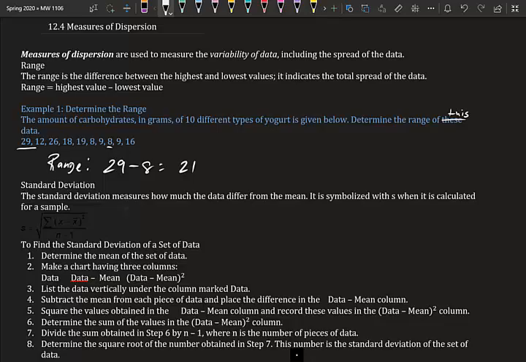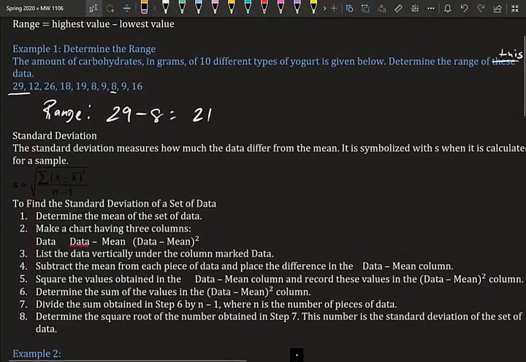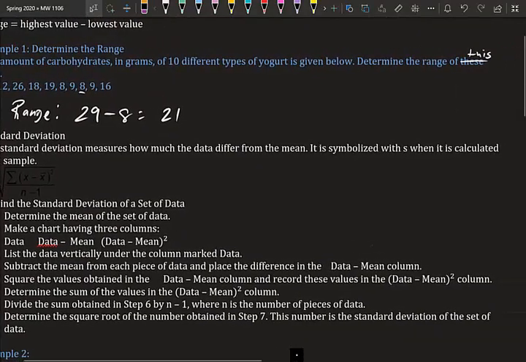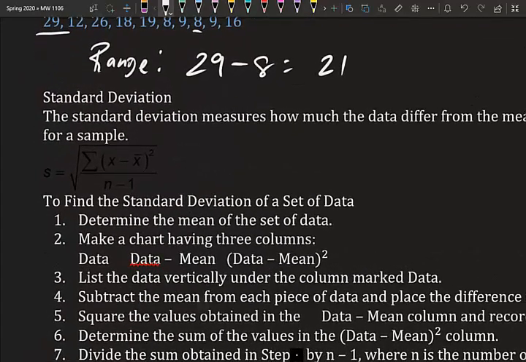Alright, standard deviation. Standard deviation measures how much the data differs from the mean. It is symbolized with S and is calculated for a sample. We have S equals the square root of the summation of x minus bar x squared, all over n minus 1.